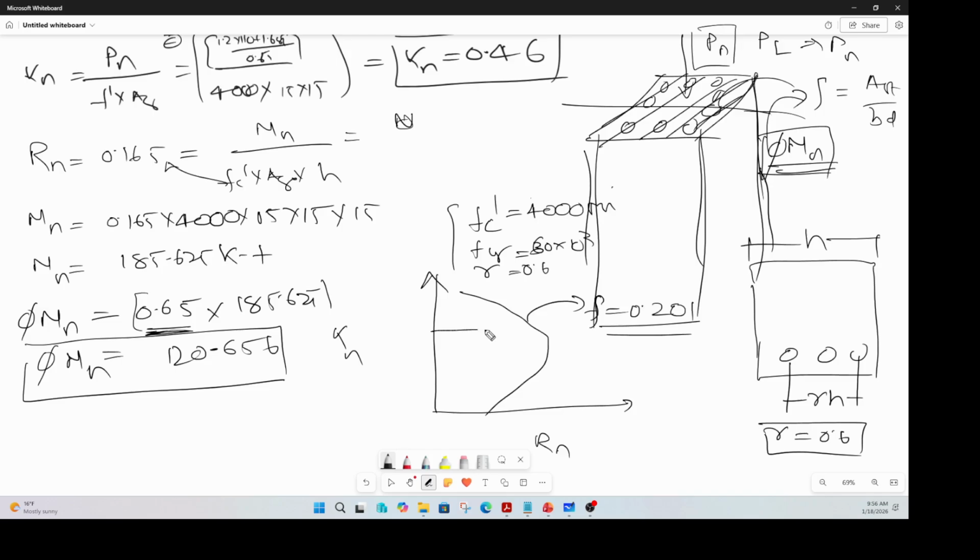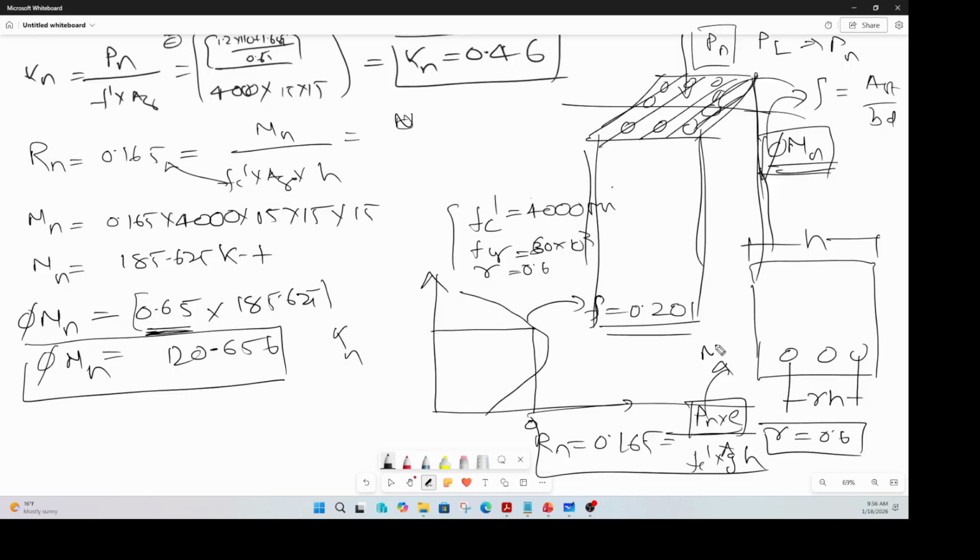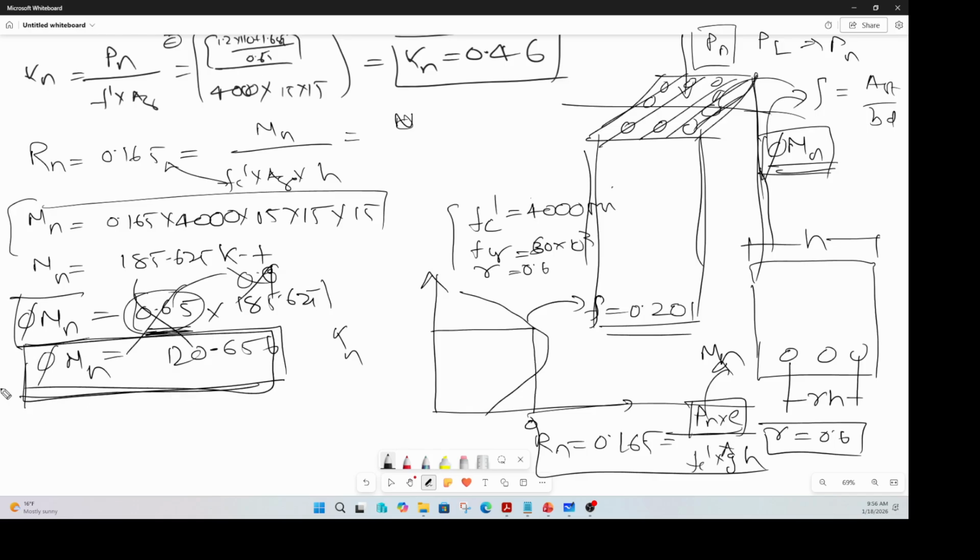So we found our K value, we dropped our vertical down and found our Rn value. That value turned out to be 0.165, and then we know that Rn is Pn times e divided by f'c times Ag times h. So we calculated our Pn times e, which is nothing but the Mn value. We took that Mn and multiplied it with the strength modification factor of 0.65, not 0.9. 0.9 is a wrong number, right? And then we found out the moment capacity is so much.